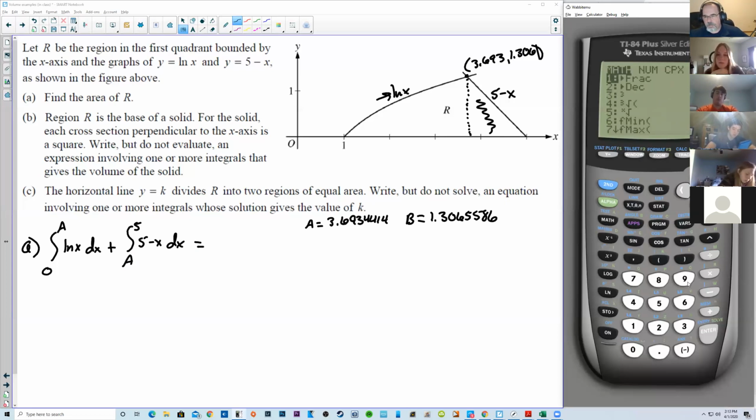And we can use math number 9 to integrate from 0 to a. Remember the variable x is still holding that value. We'll go to variables, y variables, function. Natural log of x was y1. Now that x is different, that one's not a value. That's saying integrate with respect to x. Plus math number 9 from a, the x coordinate that we calculated, to 5 of variables, y variables, but we want y2 now, dx.